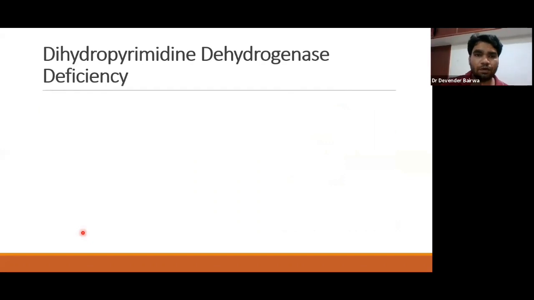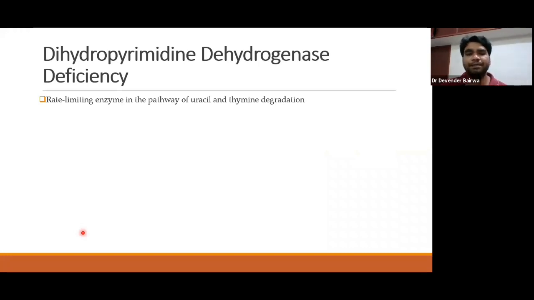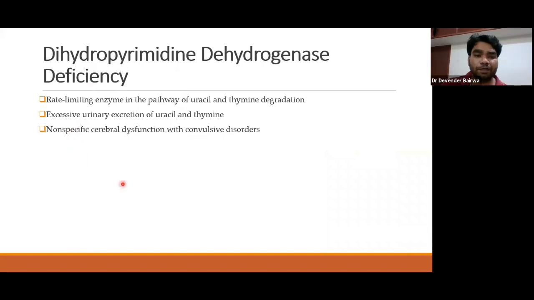Okay. Dihydropyrimidine dehydrogenase deficiency, DPDD. This is the rate limiting enzyme in the pathway of uracil and thymine degradation. It is the last enzyme, which actually breaks down uracil and thymine. So excessive urinary excretion of uracil and thymine will be there. Non-specific cerebral dysfunction with convulsive disorders can be there. Moderate retardation and mental retardation can be there. No specific treatment is available as of now.